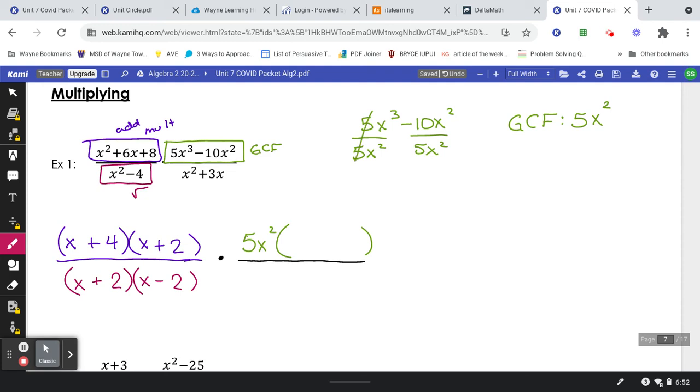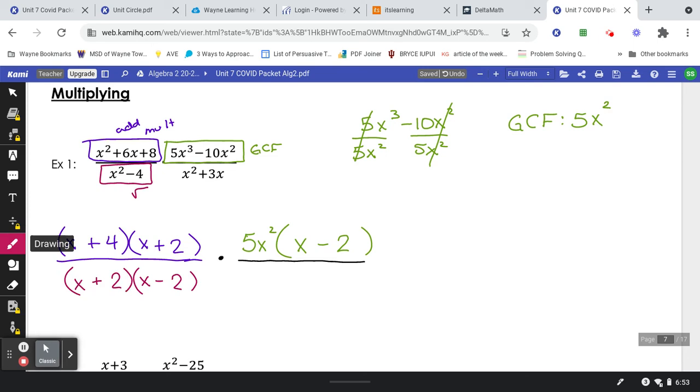5 divided by 5 cancels. X to the third divided by x squared, I subtract the exponents, leaving me an x, or x to the 1. 10 divided by 5 is 2. And the x squares are both going to cancel out.